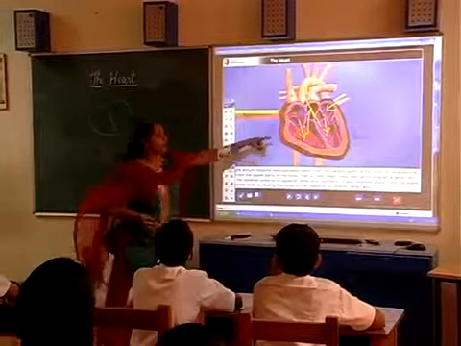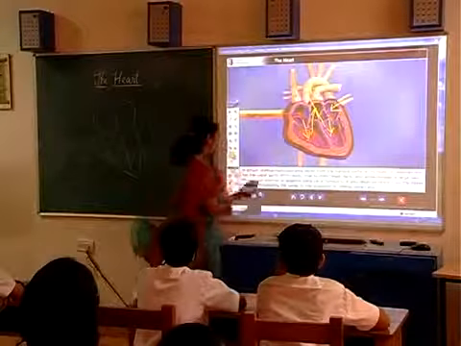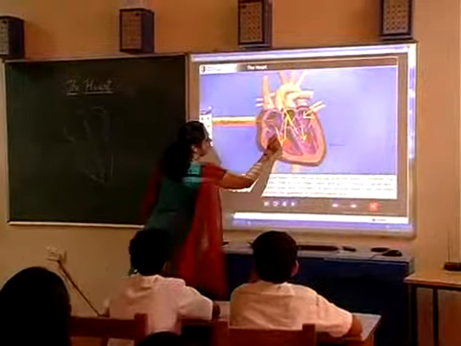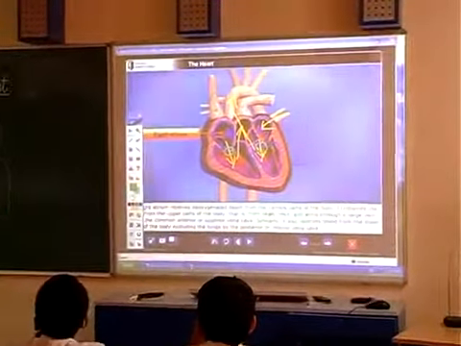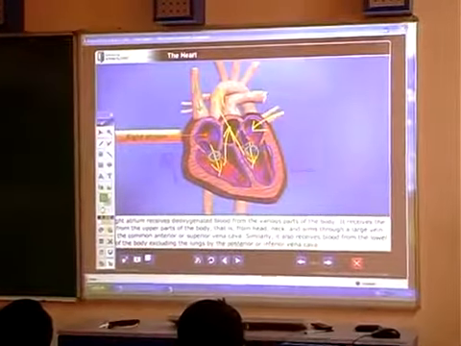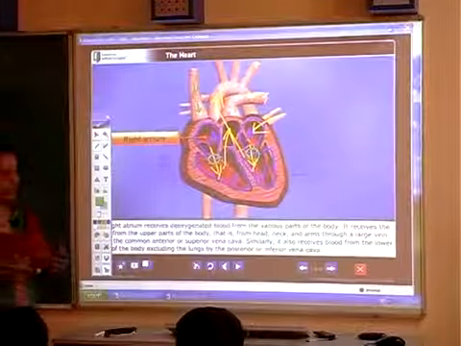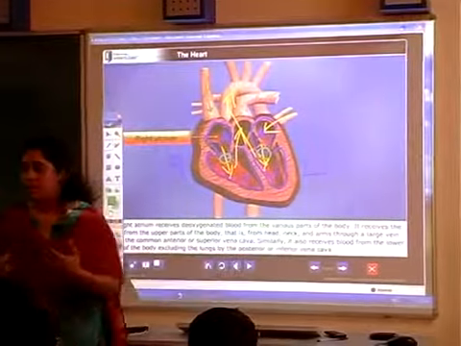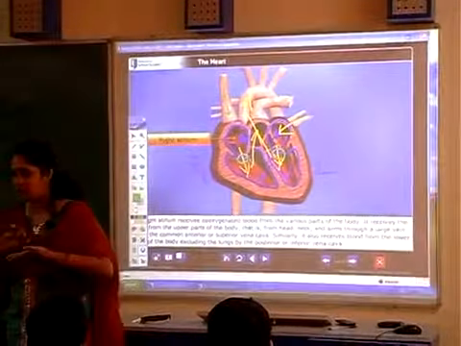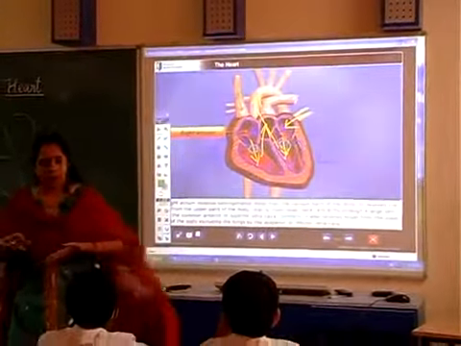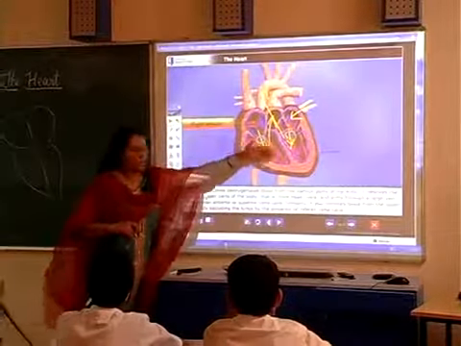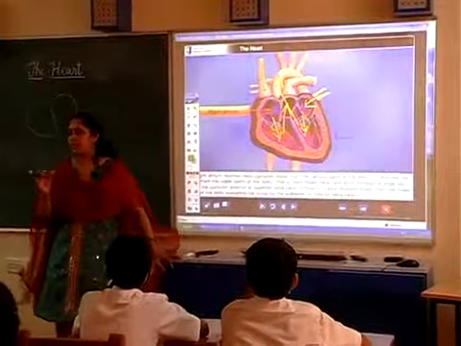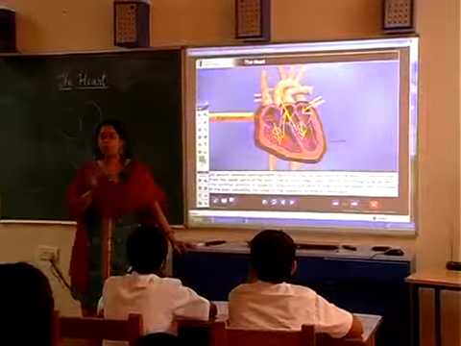So now if you take over here and over here, right, if you see in this part and in this part, there will be valves. Alright, you have the bicuspid and the tricuspid valves. We'll see that later in detail. So the main function of the valves is to open and allow the blood to flow into the ventricles from the auricles, right? So these valves prevent backflow of blood.